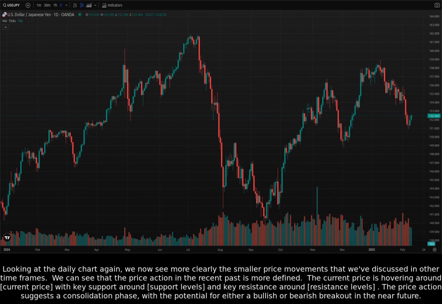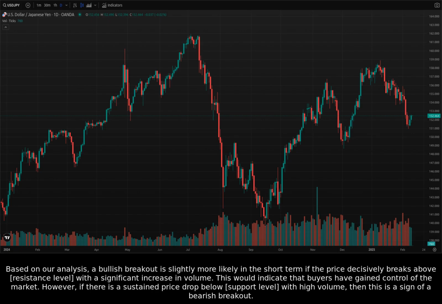The price action suggests a consolidation phase with the potential for either a bullish or bearish breakout in the near future. Based on our analysis, a bullish breakout is slightly more likely in the short term if the price decisively breaks above resistance with a significant increase in volume. This would indicate that buyers have gained control of the market.